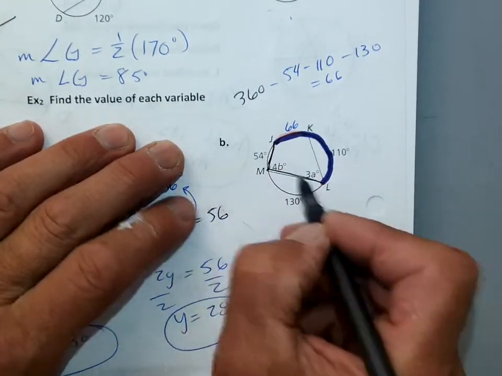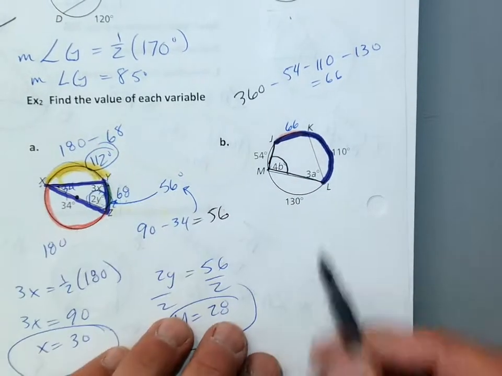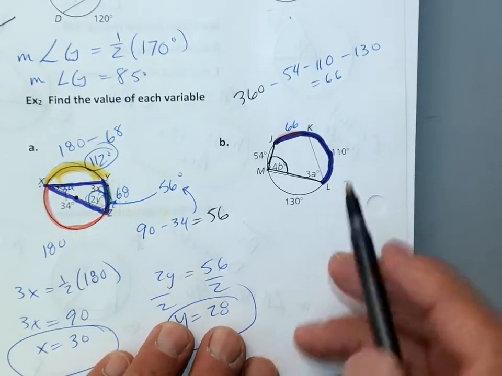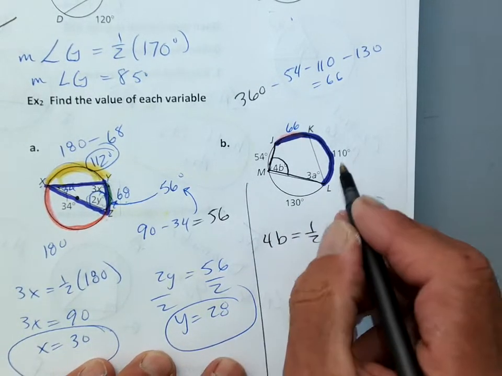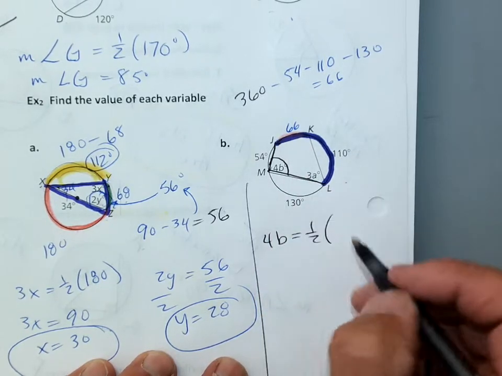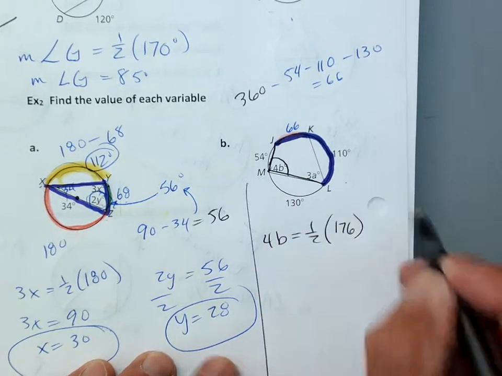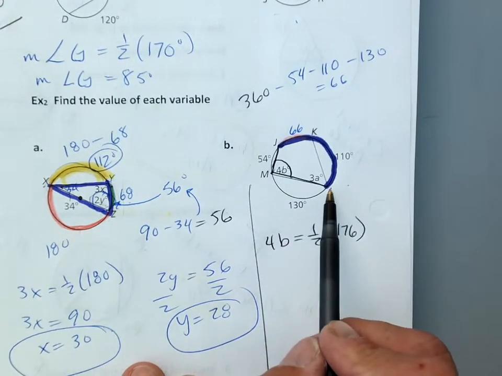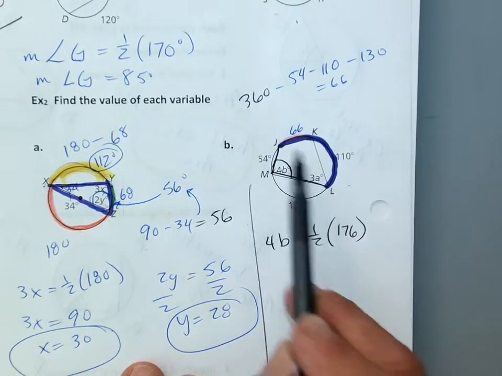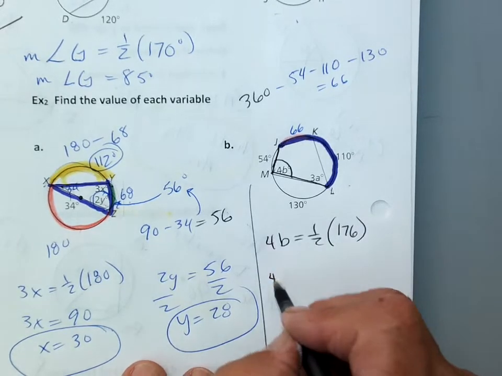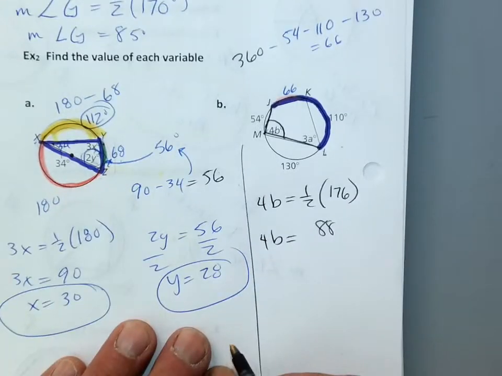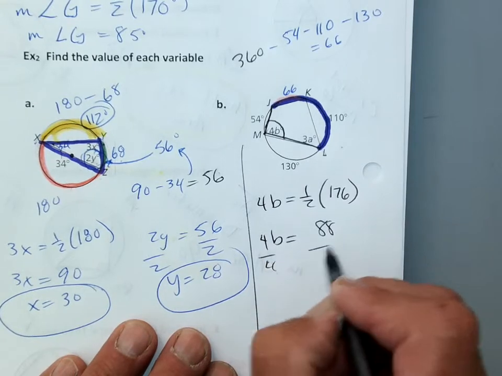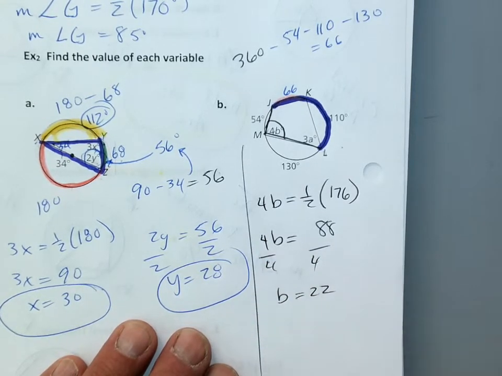So 4B is equal to half this whole arc. Okay? 4B is equal to half of my 110, 176, right? Okay? So 4B is equal to half of the full arc because it touches there and touches there. So it's full arc of 176, so 4B is equal to half of 176. I don't know. 2, 88. Okay? Divide by 4. Divide by 4. B is 22.